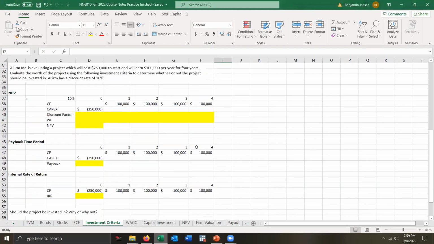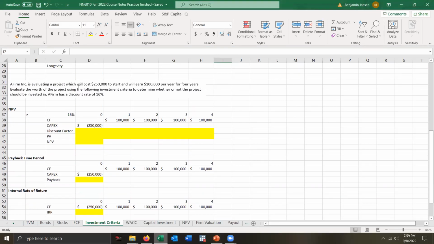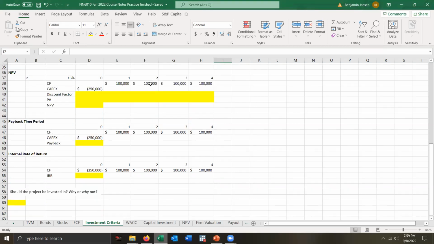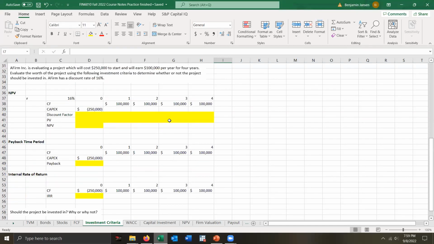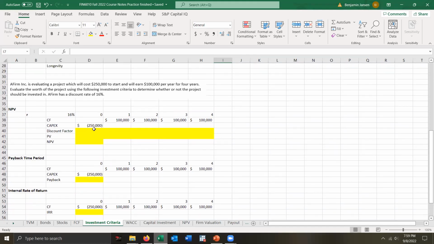All right, so we're going to work on a few projects here, or one project, but use the different metrics we were talking about. All right, so let's say that a firm is evaluating a project. It's going to cost 250,000 to start. It's going to earn 100,000 per year for 4 years. All right, if we have a discount rate of 16%, what's the value of those cash flows?